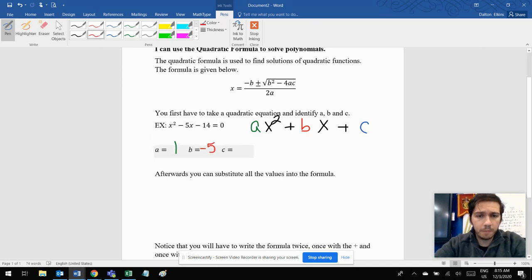Important to keep that negative there, and that'll kind of help us out solving this problem. And then the last thing, the c value, is the number just tacked on at the end. It doesn't have a variable, so it's just negative 14.